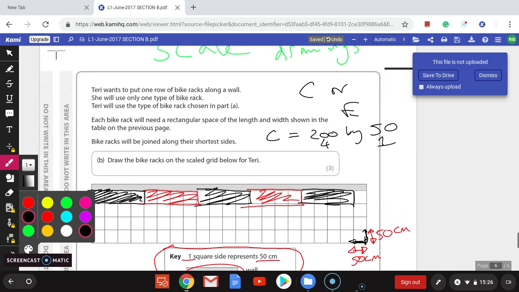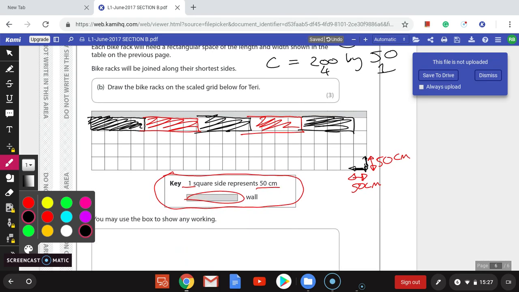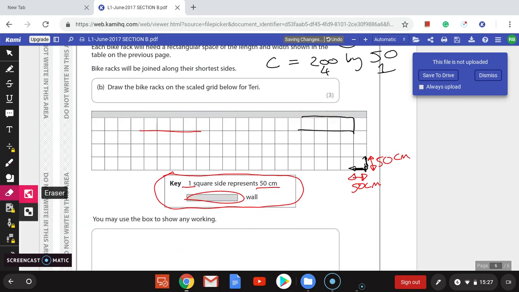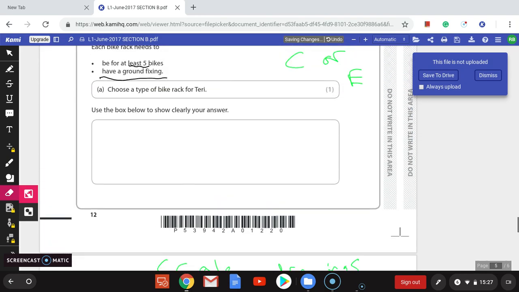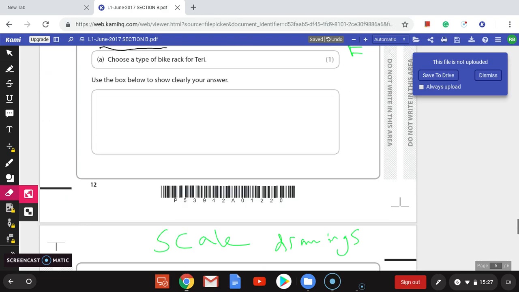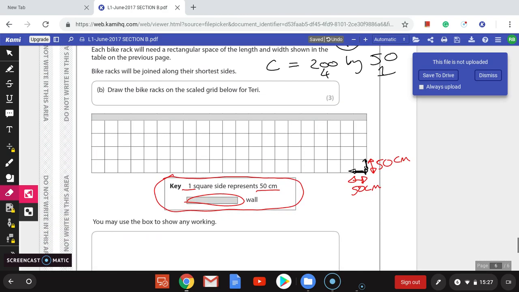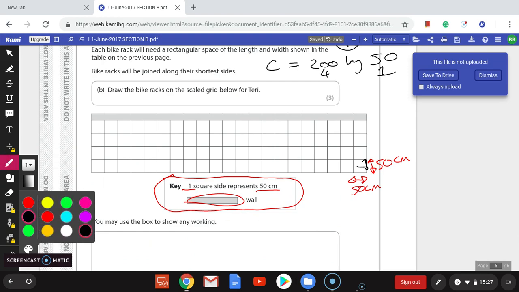Okay. As I said, you could have chosen E as an option before, and then you would have just literally drawn bike racks which were, instead of being 4 by 1, because the size of E was 300, how many 50s go into 300? The answer is 6. So you would draw 6 across. And it was still 50 wide, so it'd be 6 by 1. And then you would draw as many of those as possible along the top.